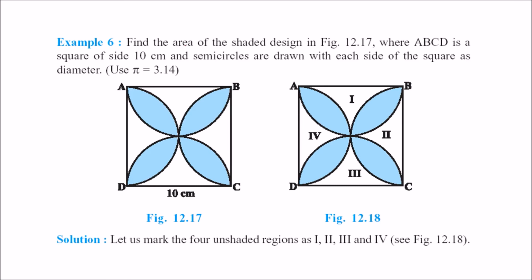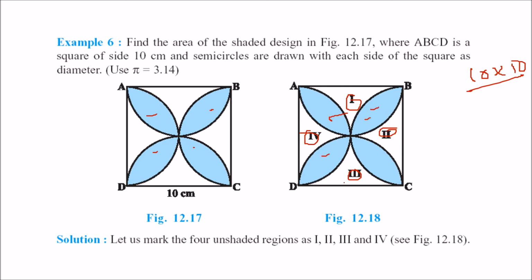One more question is that you have to find the area of the shaded region here, where ABCD is a square of side 10 and semicircles are drawn with each side of the square as diameter. This shaded region can be computed like this. You compute the complete area of the square, that is 10 into 10. Now these are regions 1, 2, 3 and 4. If these can be combined and subtracted from this, we get this shaded region. This is quite simple.